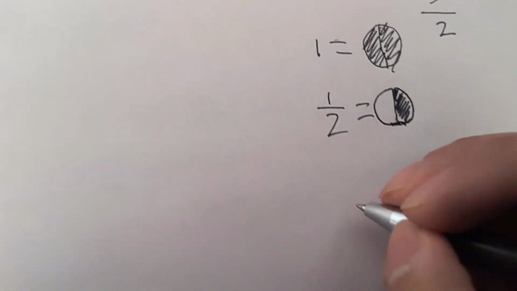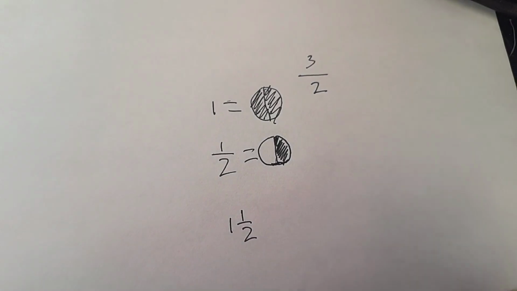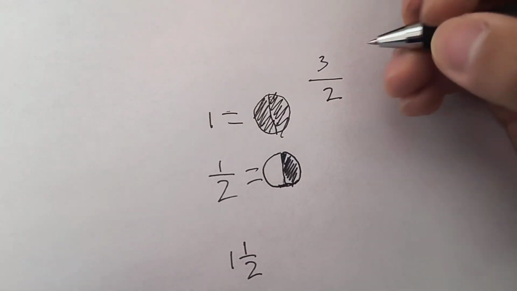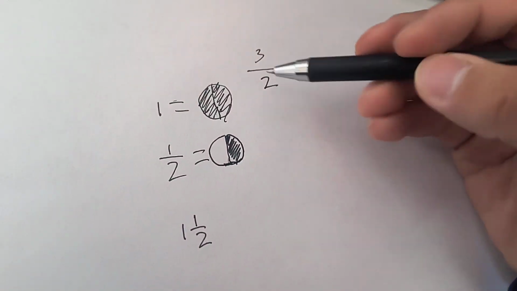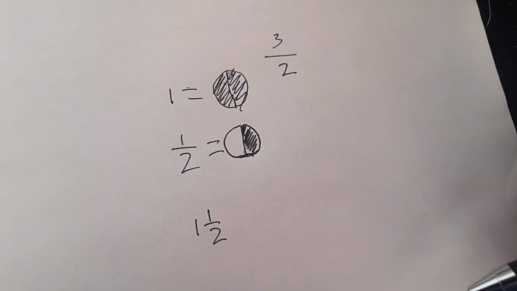And this would be the proper way to write it. We'd write 1 and 1 over 2 instead of 3 over 2. Because if we say 3 over 2, that's improper. We can't have 3 out of 2. You can't have 3 things if you only have 2 things. It's not possible. You can't color in 3 if you only have 2 sides.